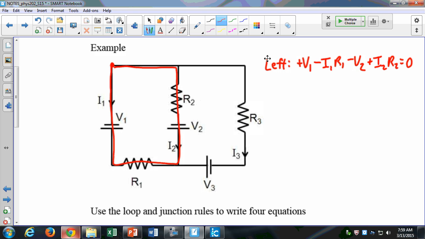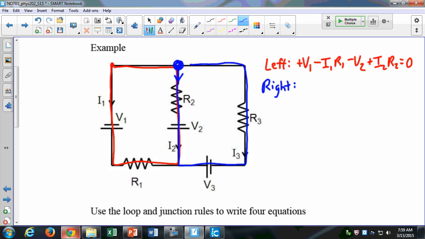And that's all equal to 0. Then I can write the right loop. Let's start right here, go in this direction, go over here, and then come back to where we left off. Take just a second to write the equation for the right loop. Start at this junction right here, and go in this direction through R2.